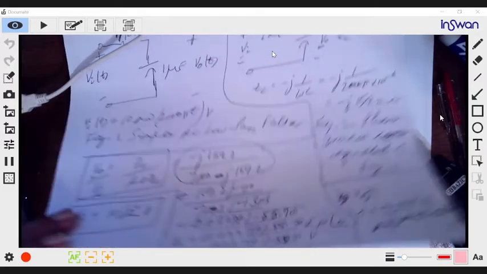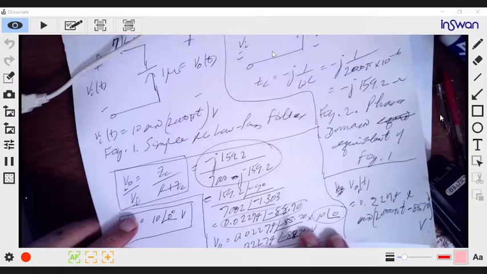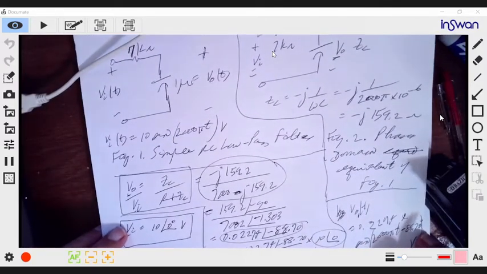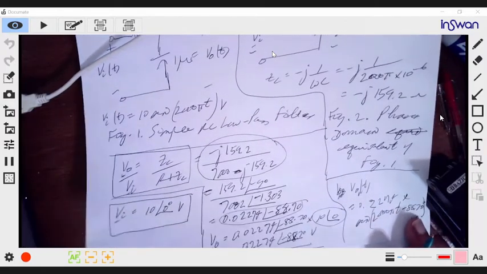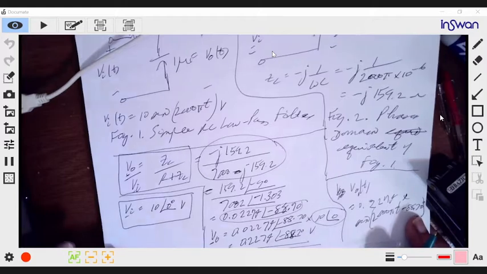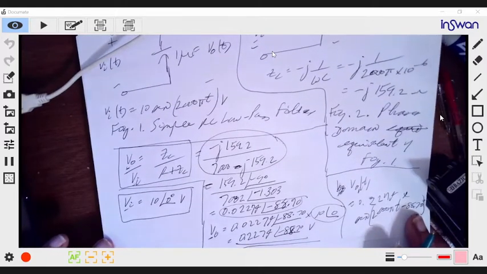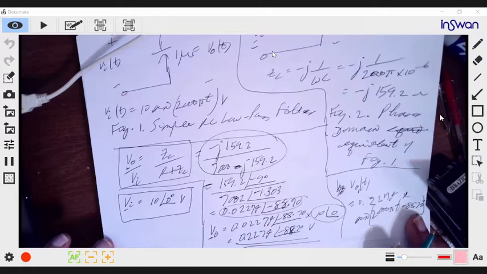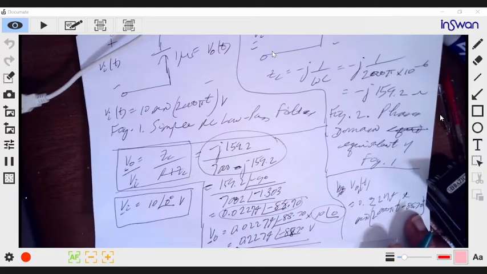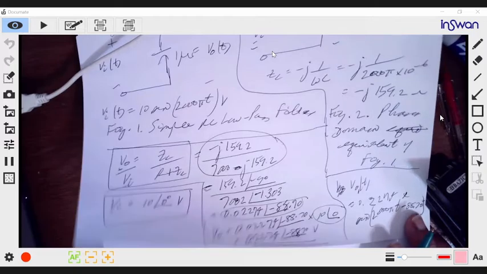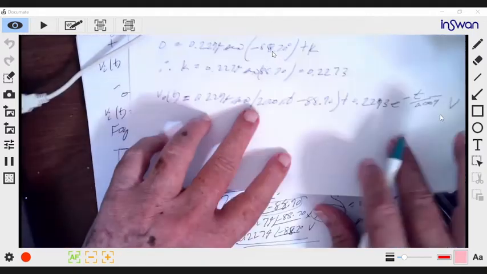Okay, now that we have V out phasor, what do we do? We need to put it back. Do we put it back in the time domain? Yes. V out of t. So V out phasor becomes V out of t, the function of time.